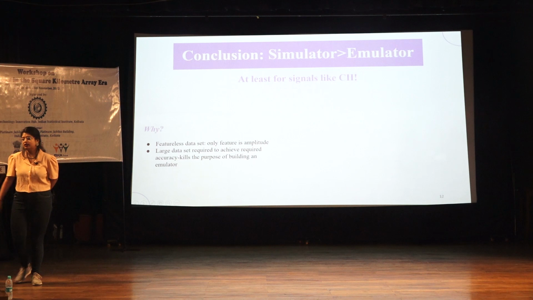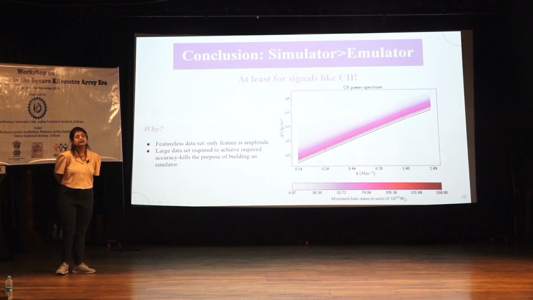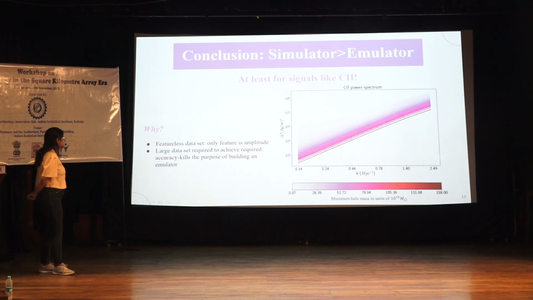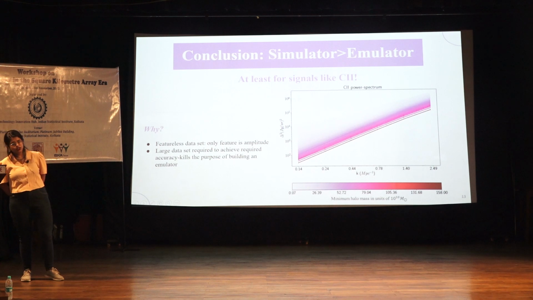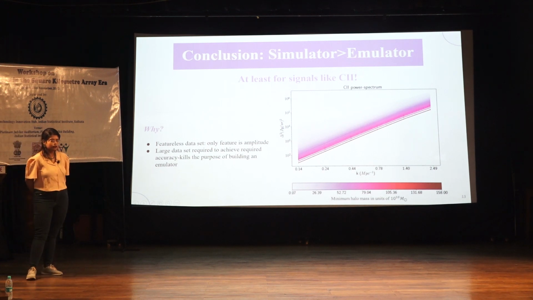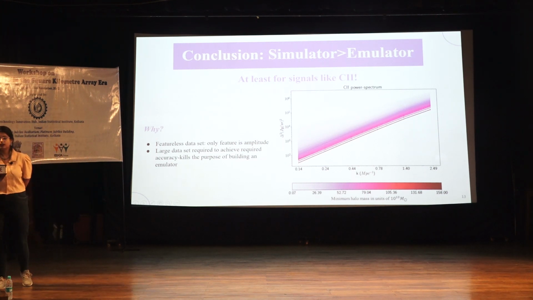And the reason behind that is that the C2 power spectrum is more or less featureless. So the only thing that varies in the C2 power spectrum is the amplitude. As you change the minimum halo mass, the amplitude changes. So the amount of data that is required to get the kind of accuracy that would potentially give us a reasonable result from an MCMC algorithm essentially kills the purpose of building an emulator at all. So it is much more efficient to use simulators for signals like C2.